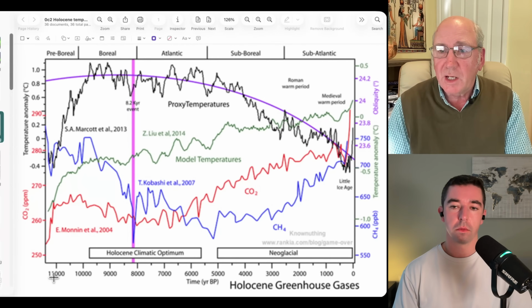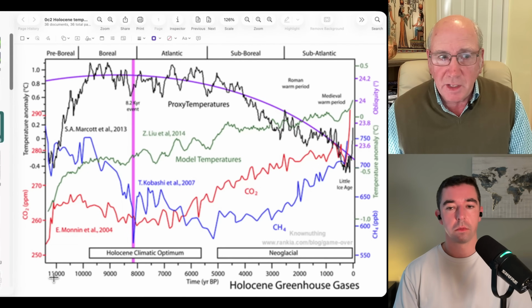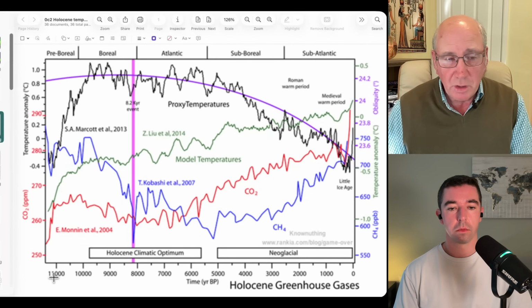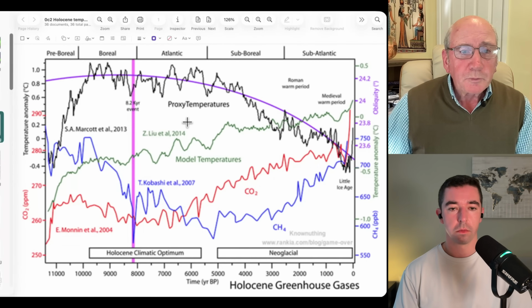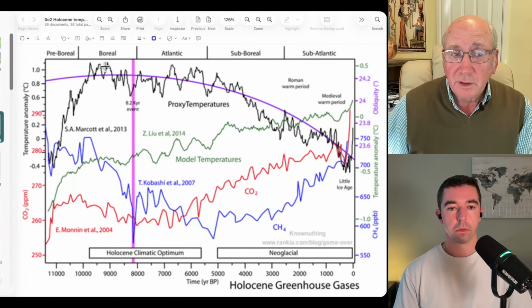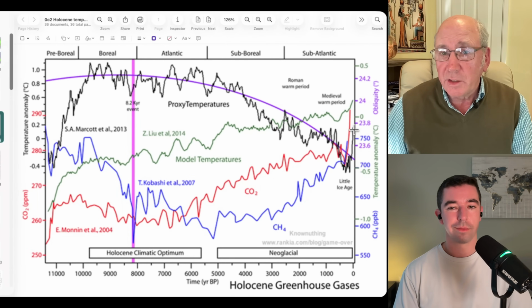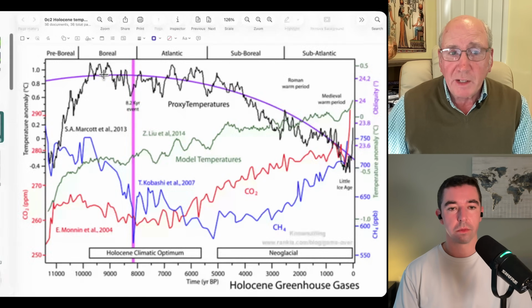Like I said before, the interglacial is extended this time. We've been at least 12,000 years in the recent ice age, and we've got a few thousand years still to go. So this is temperature. They've drawn a purple line against it because you can see the temperatures went up. Temperatures were much higher 9,000 years ago than they are now. So it was much hotter during the Holocene maximum.